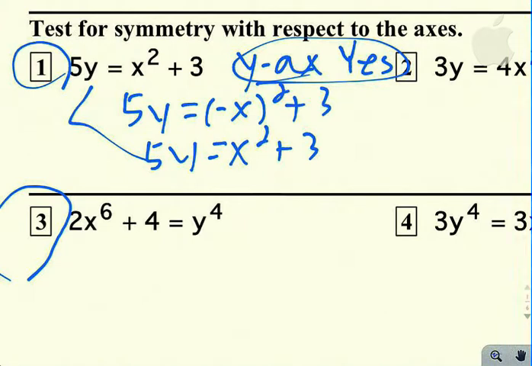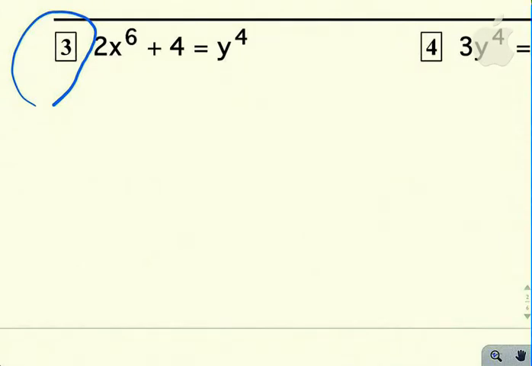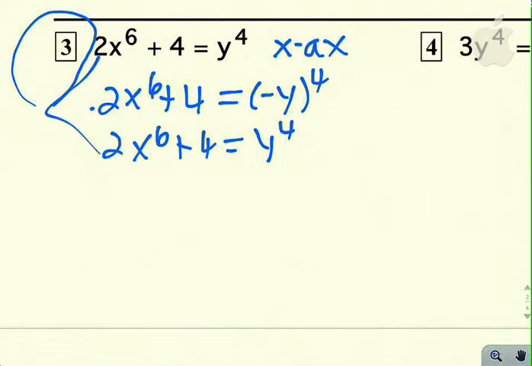Now let's take a look at number 3. Let's do x-axis first. Negate the y. And when you raise a negative to an even power like 4, it becomes positive. So this equation is equivalent to the original. So there's a yes on x-axis symmetry.